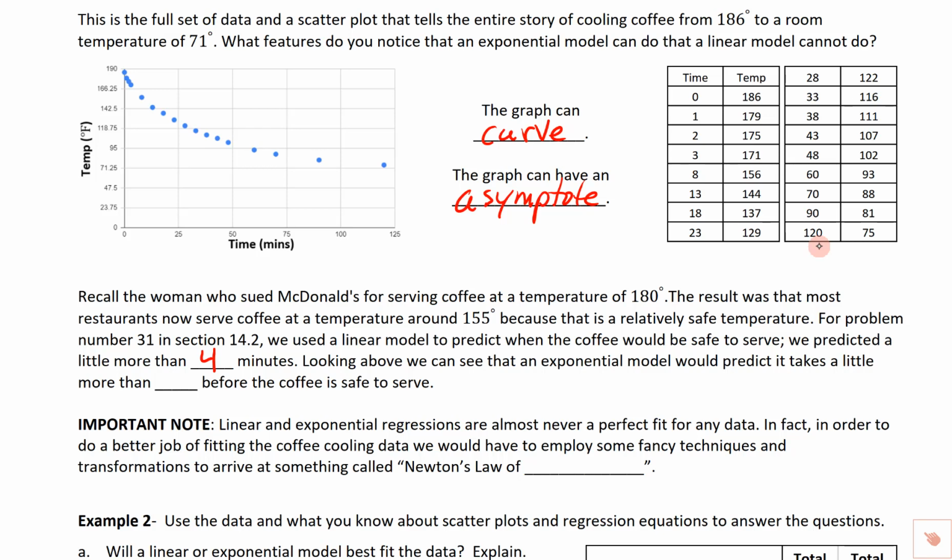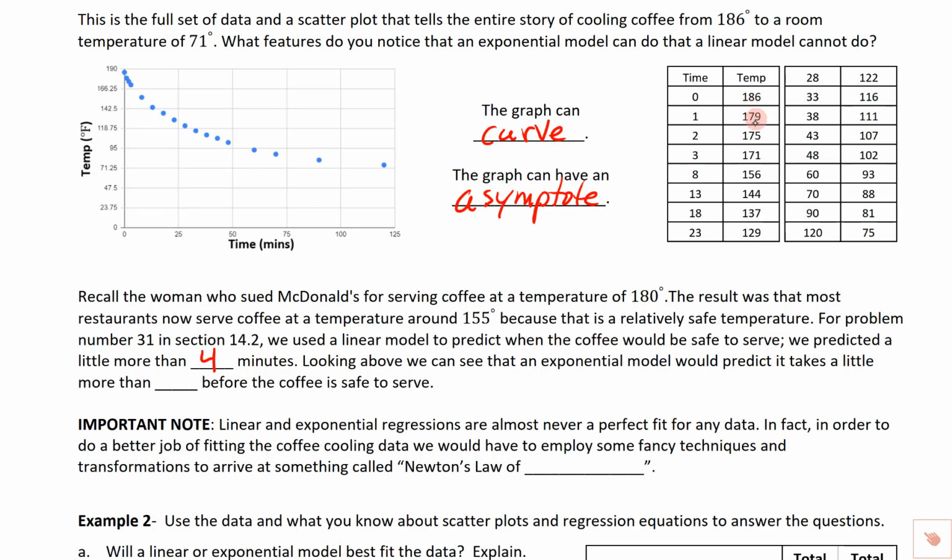We can look at this data and we can figure out how long it's actually going to be before it's safe to serve. So it needs to get down to 155 degrees. Well, we could look over here. 155 would be about right here, but it's really tough to tell on the scatter plot, but we can come over to the data. Take a look at this.